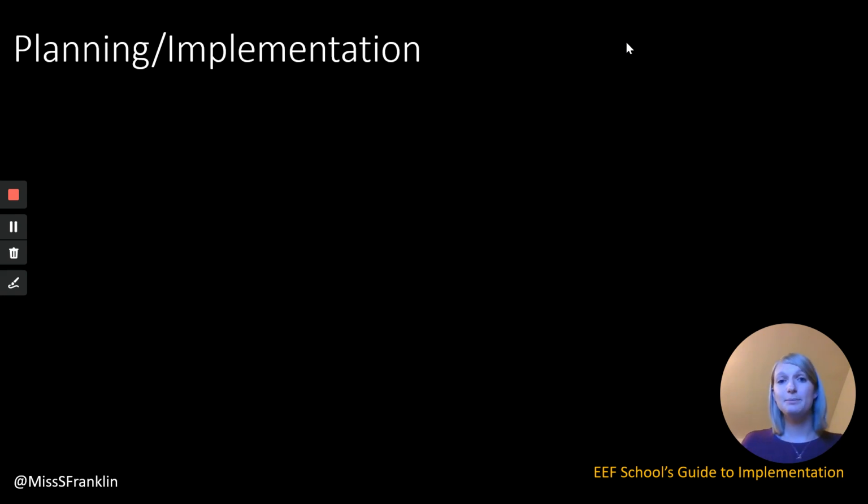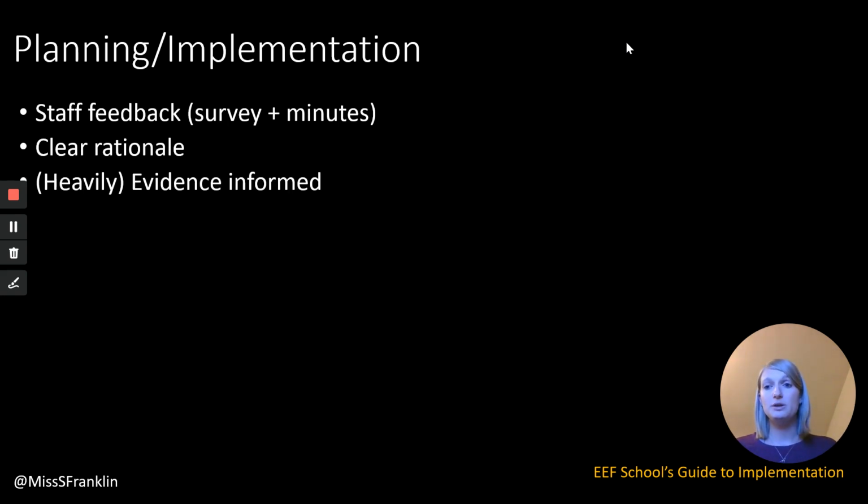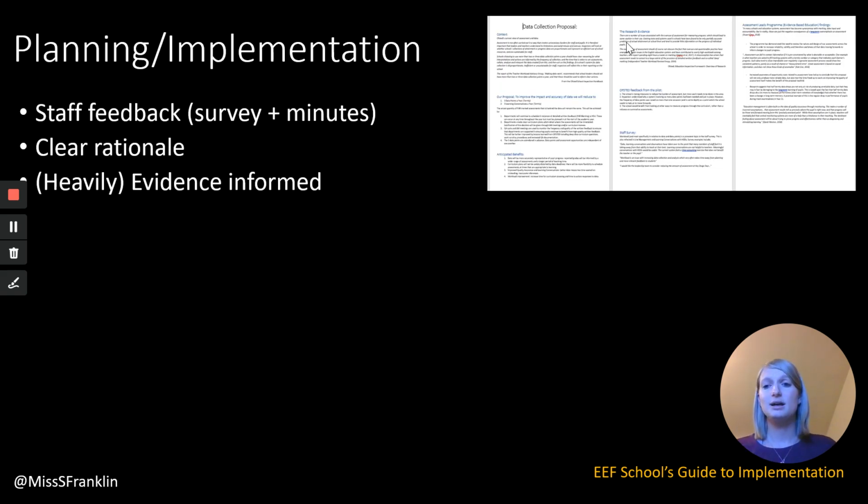So in terms of planning and implementing this change, as I talked about, we used staff feedback and meeting minutes and line management meetings to really get an idea about the issues that they were facing. And when we then sat down to think about how we could change it, I was very clear about putting a rationale in place that was heavily evidence informed, which is how I got into exploring lots of these areas anyway. And in order to make sure that I was in the best position to persuade various stakeholders that there was a need to change the assessment system, I wrote a proposal, and I'll be happy to share this proposal with anyone who'd like to see it.